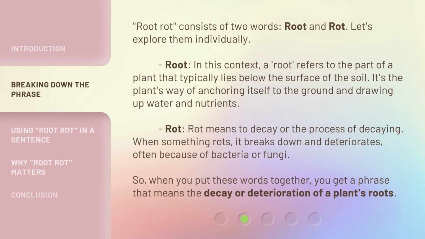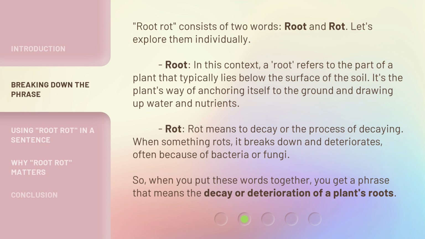Root rot consists of two words, root and rot. Let's explore them individually. Root. In this context, a root refers to the part of a plant that typically lies below the surface of the soil. It's the plant's way of anchoring itself to the ground and drawing up water and nutrients.